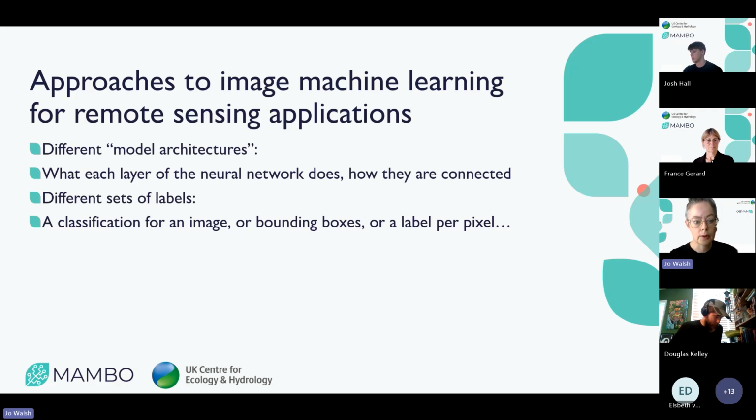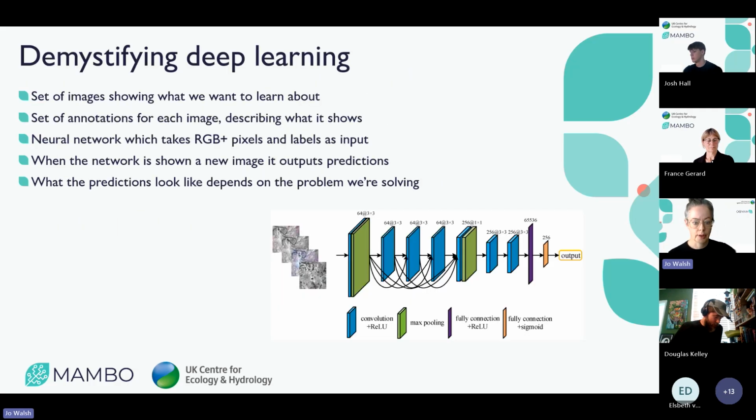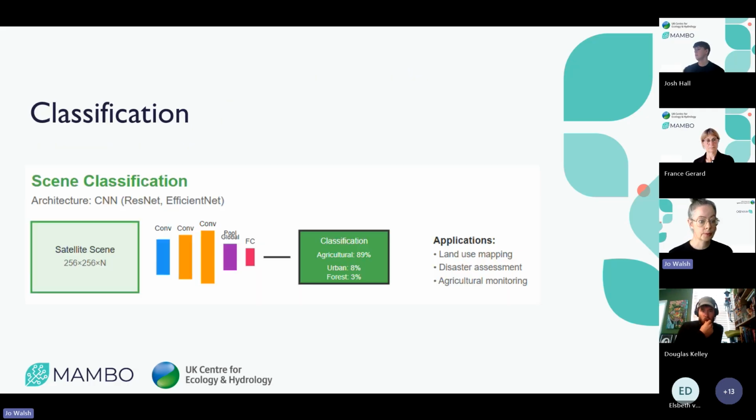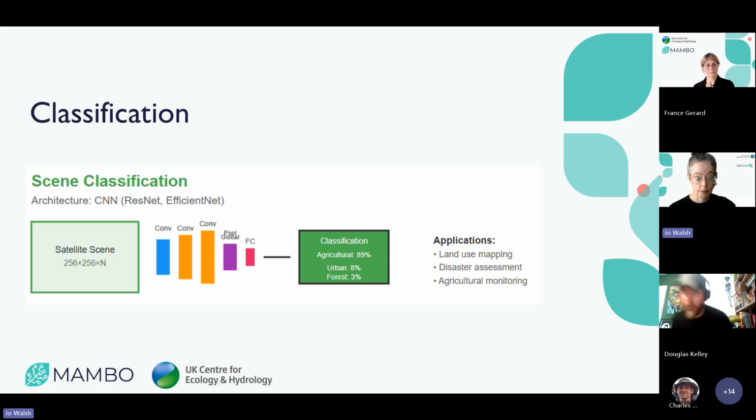You'll hear the term model architecture, which describes how these layers are chosen, how they connect to each other, and then also different sets of labels, whether we've just got one or more classifications that say an image is urban, or if we've got bounding boxes that pick out individual trees, or a label per pixel. So classification type models might be used in land use assessments.